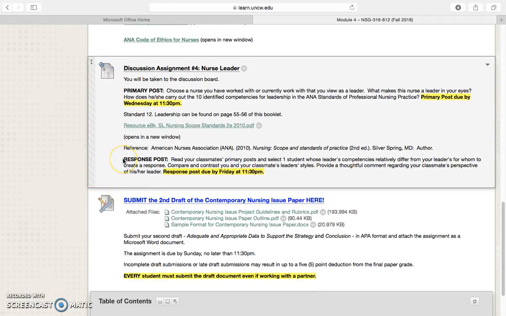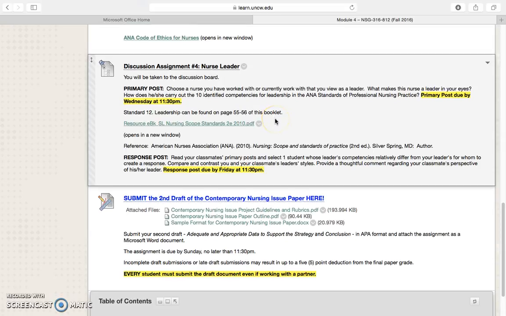Remember that your directions for your response and primary posts are never the same each week, so pay attention to what you need to do. Whether you're responding to 1 student, 2 students, you're posting a reference for them, etc., directions are always different. You will be looking to a nursing standard scope here for your answer, so make sure that you're opening this, and then pay attention here. The leadership can be found on page 55 to 56. We've just given you a little bit of a quick view so that you can go right to the information that you need to answer the question.